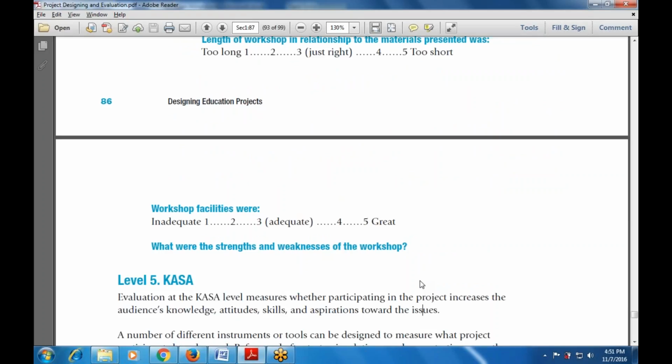Then what are the strengths and weaknesses of the workshop? Whether the workshop attended has some limitations and some advantages, that is the strengths and the weaknesses of the workshop.